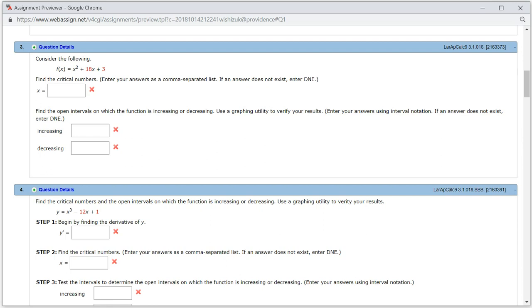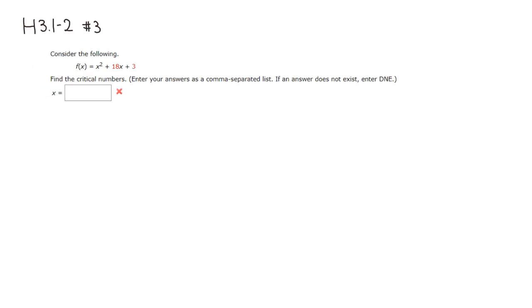All right, let's look at homework 3.1, 3.2, problem number 3. First, let's find the critical numbers. So we need to find the derivative. f prime of x is equal to, the derivative of x squared is 2x, and the derivative of 18x is 18, and the derivative of 3 is 0.